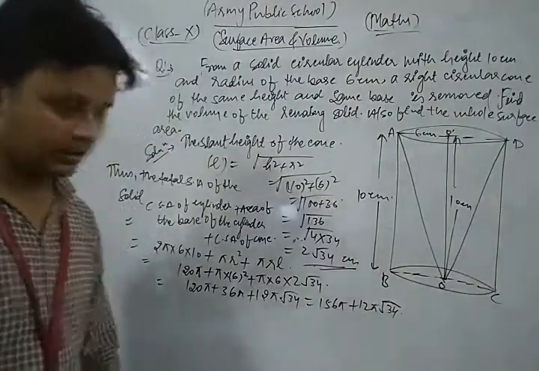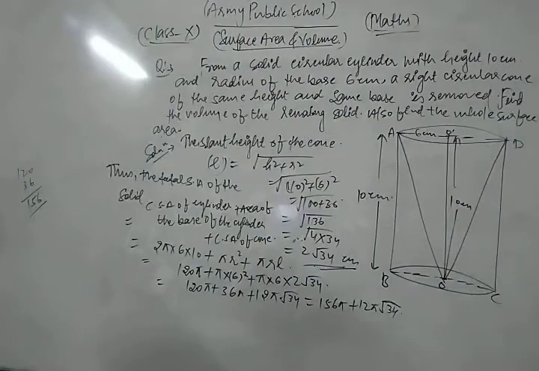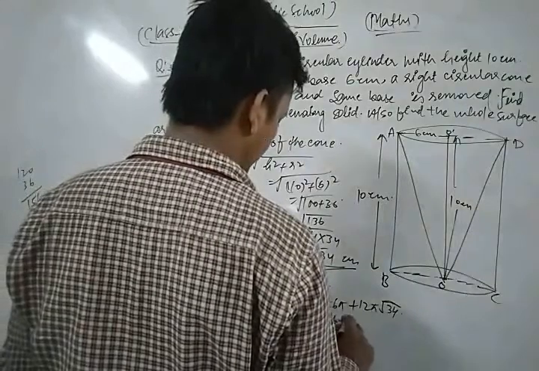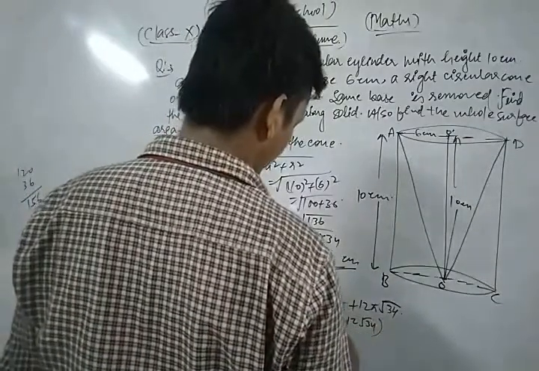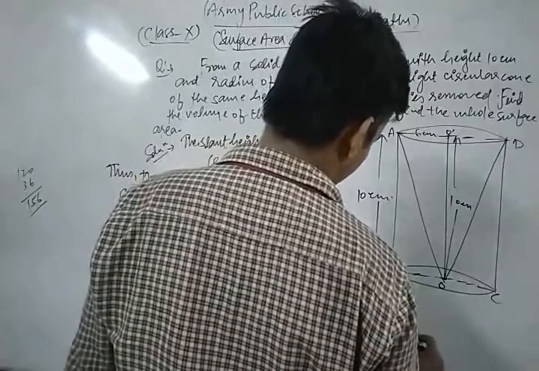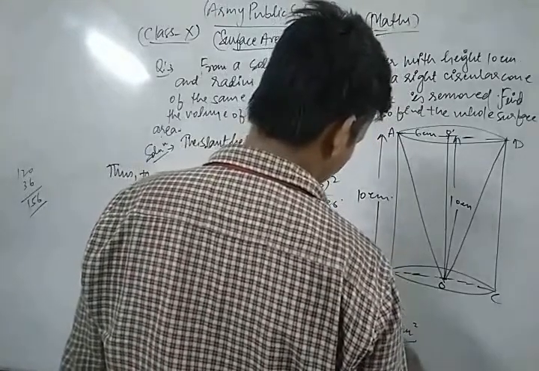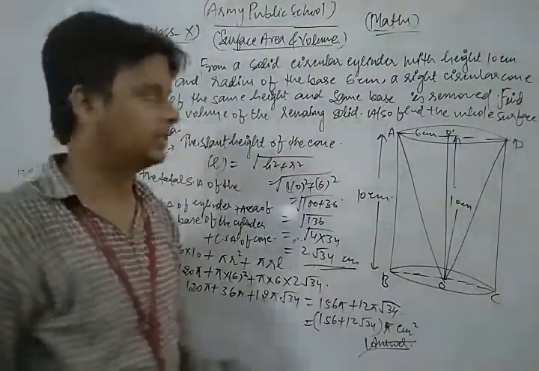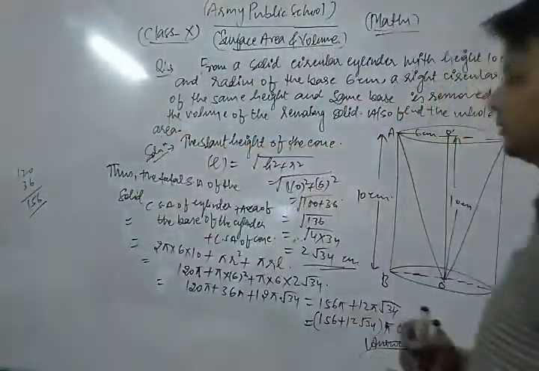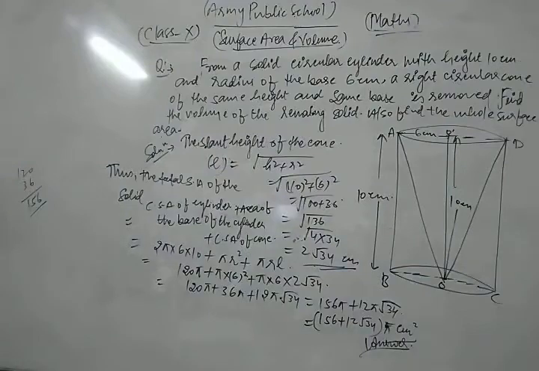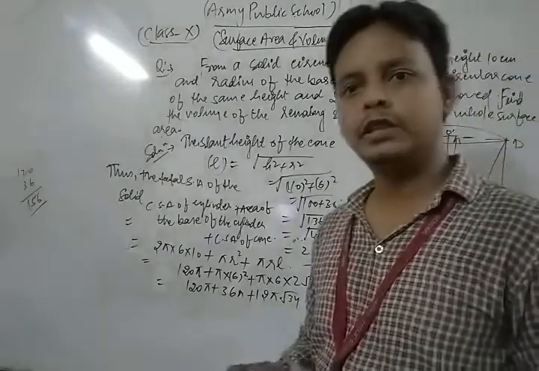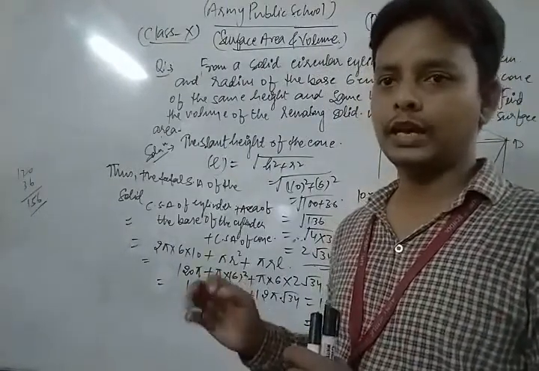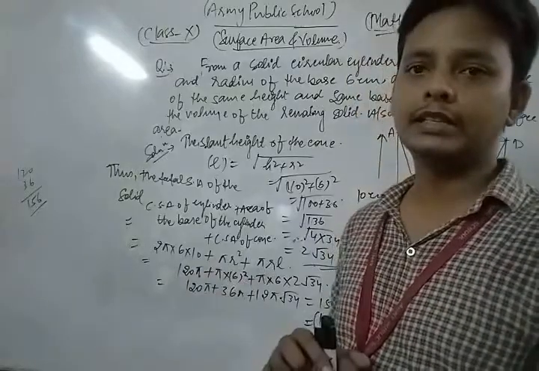Now we take pi as common, so we get pi into (156 plus 12 under root 34) centimeter square. So this is the required solution of the given question. Okay, dear students, this is one of the most important questions of your syllabus based on the topic surface area and volume. So please do more and more practice of this type of questions. After that you can solve each and every question of your NCERT exercise.